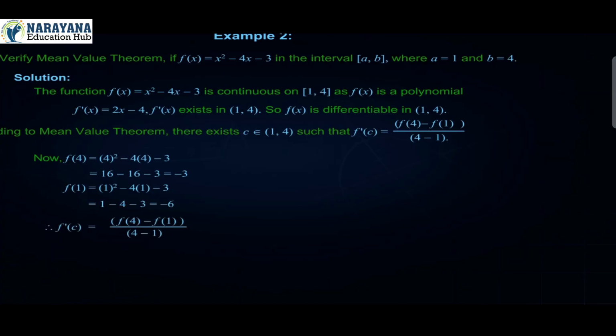Therefore, f'(c) = (f(4) - f(1))/(4 - 1). Therefore, 2c - 4 = (-3 - (-6))/3. Therefore, 2c - 4 = (-3 + 6)/3. Therefore, 2c - 4 = 1, which implies that c = 5/2, which belongs to the open interval (1, 4).